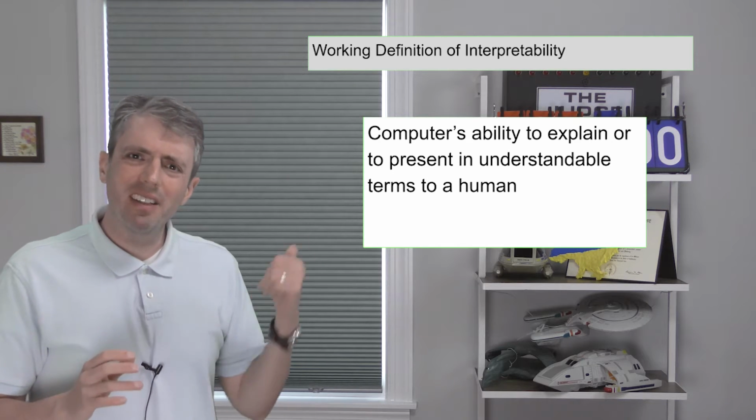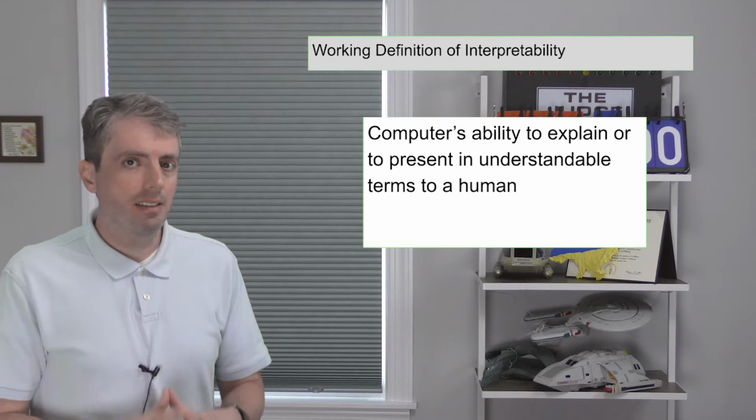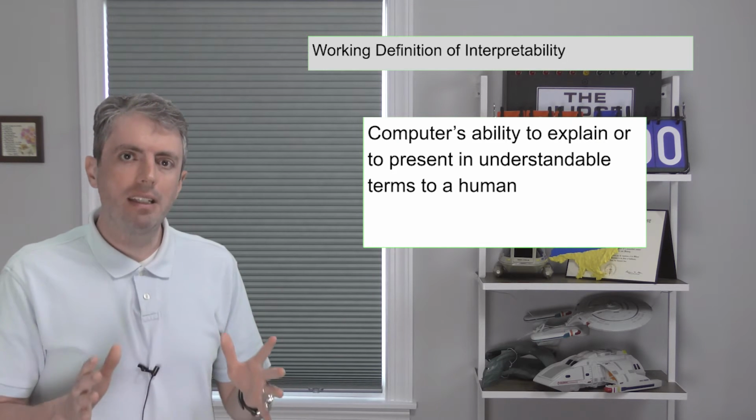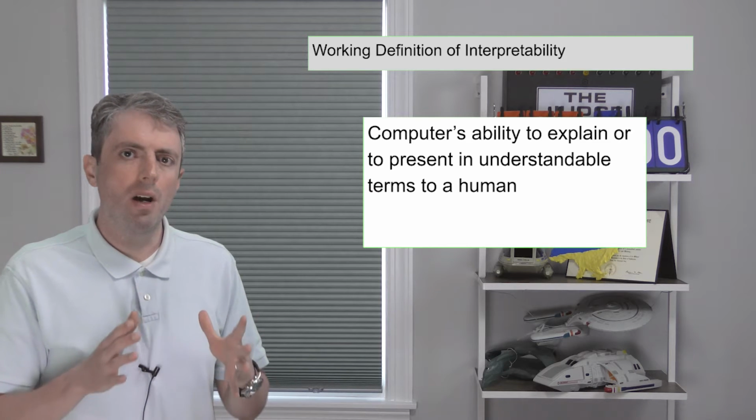But let's use this definition from Hema Lakkaraju as a place to start. A computer's ability to explain or present in understandable terms to a human. Now, sometimes you don't need interpretability. If the stakes are low or the accuracy of the computer is nearly perfect, it doesn't need to explain itself. Netflix telling you what to watch next doesn't really need an explanation. Who cares if you don't like Squid Game?